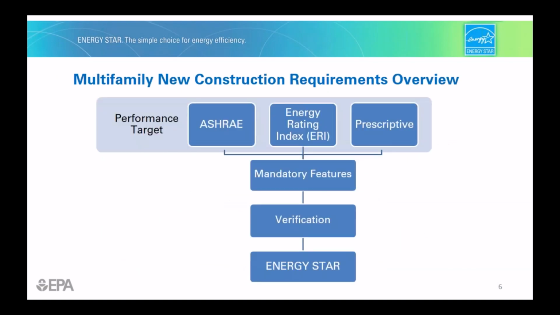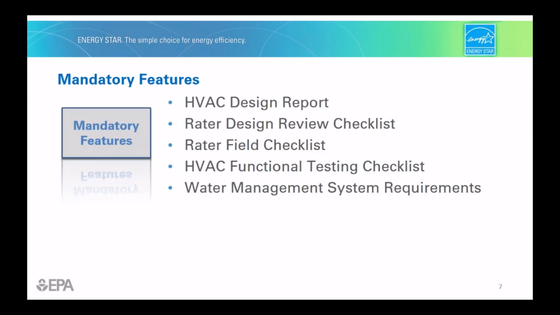The Energy Star Multifamily New Construction Program has 3 key components: a performance target, mandatory features, and verification. Since achieving the performance target is not part of the scope of the functional testing agent, we'll start with the mandatory features. These 5 program documents contain the mandatory requirements that are verified during the design, construction, and as-built stages of the project. While this orientation will focus on the functional testing checklist, we'll first quickly mention some items related to HVAC systems that appear in the other checklists.